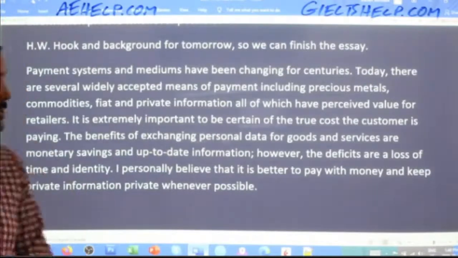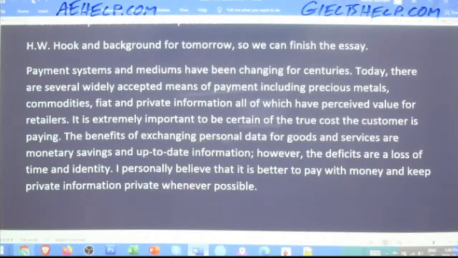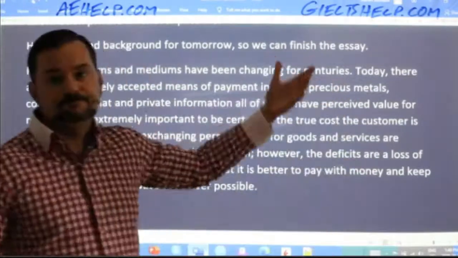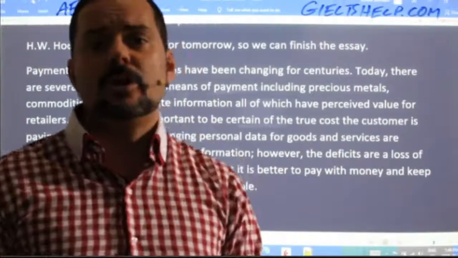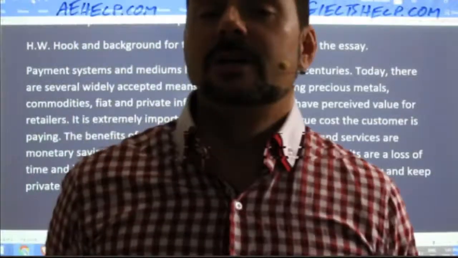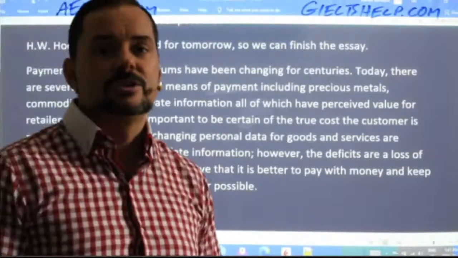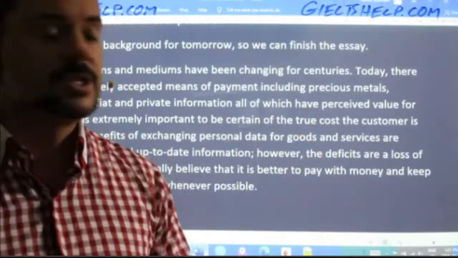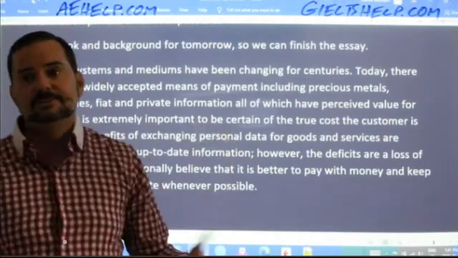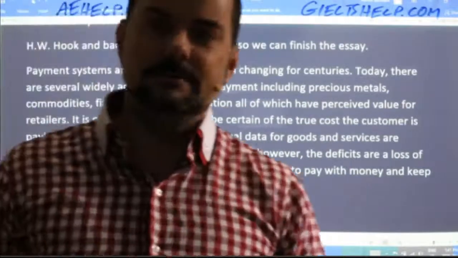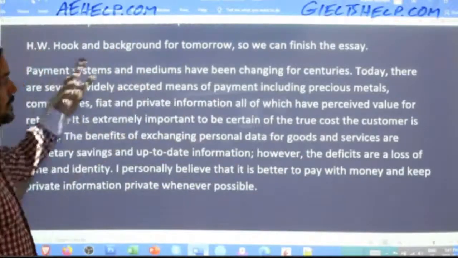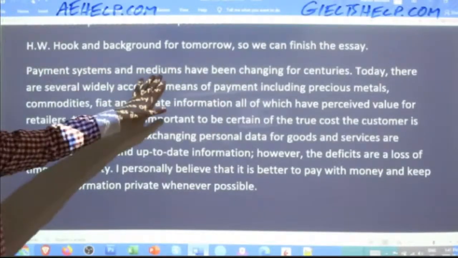So here we go. This is my introduction that I typed up after class yesterday. So payment systems and mediums have been changing for centuries. Okay, so a long time ago, we used to just say, here's my chicken, or here's three chickens, give me a cow. Okay, and then we said, here's a chunk of gold, give me that horse. So payment systems and mediums have been changing for centuries. Okay, it's a fact. It's clear. The reader probably starts thinking, what? Payment systems changing throughout the centuries? Sure.